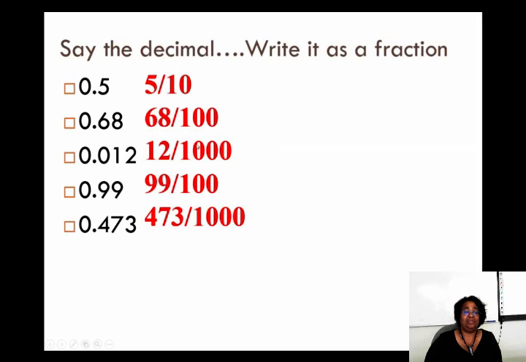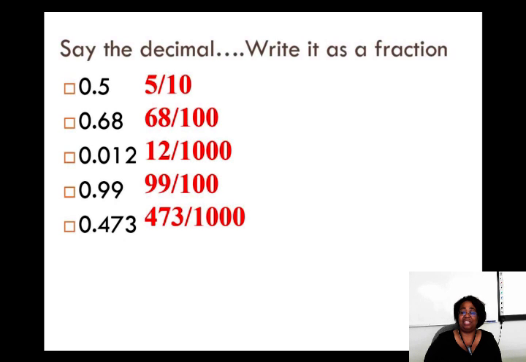You said that this was 5 tenths, so write it as 5/10 initially. In fractions, we know we need to reduce, but initially just write what you say. For 68 hundredths, we just wrote 68/100. For 12 thousandths, just write 12/1000. For 99 hundredths, just write 99/100. And for 473 thousandths, we'll just put 473 and then 1,000.